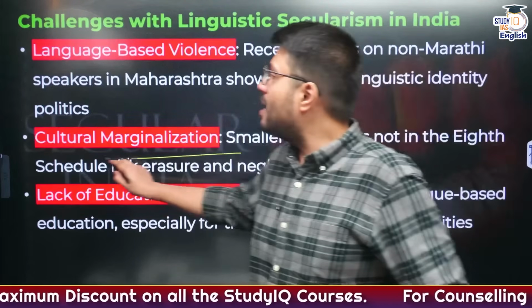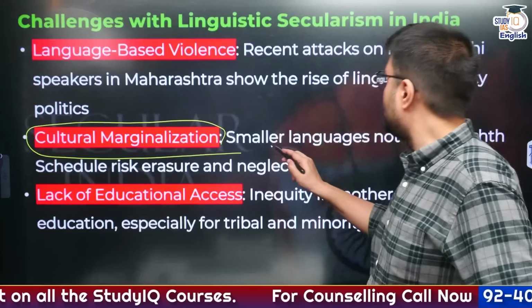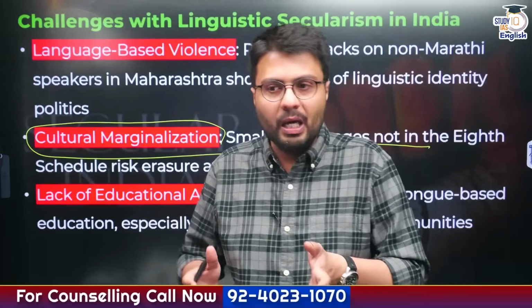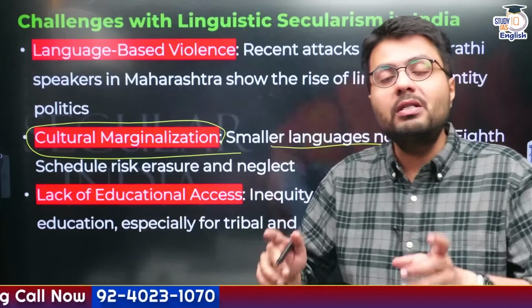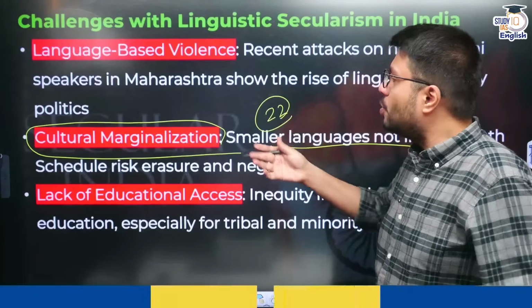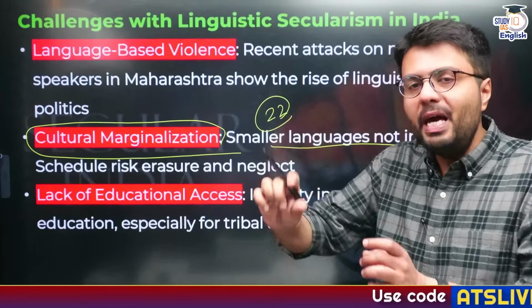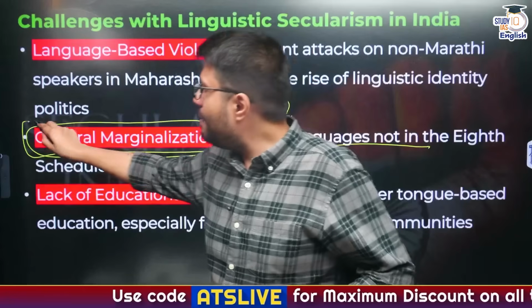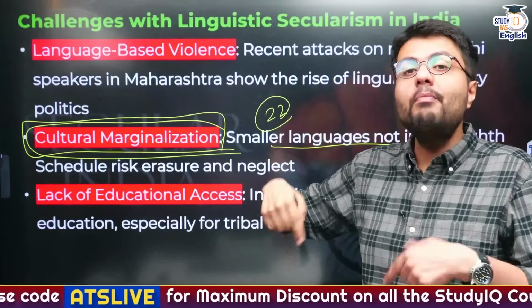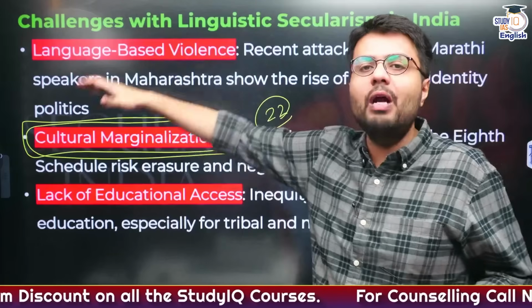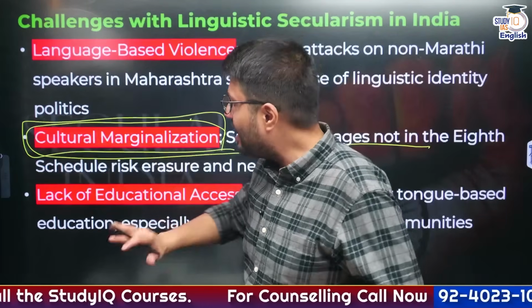Similarly, cultural marginalization also happens. See, many smaller languages still haven't been included in the 8th Schedule. I told you India has multiple languages. How many languages are there in the 8th Schedule? Only 22 languages. So what about the people who speak different languages? They are automatically excluded, and they may even perceive that they are culturally marginalized. And when cultural marginalization happens, it leads to grounds for political polarization, right?